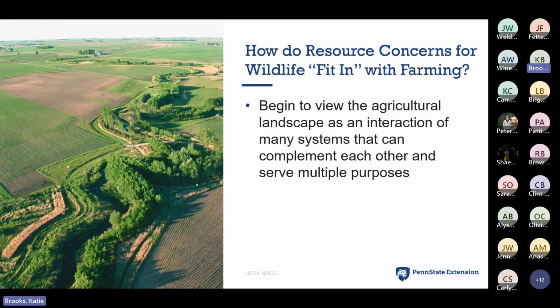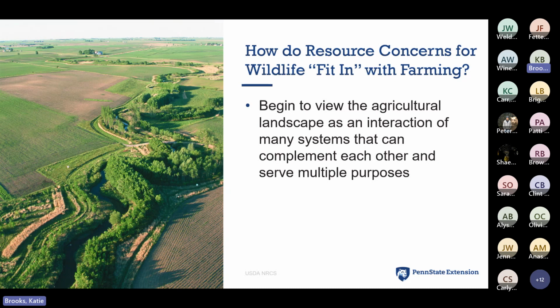So how do resource concerns for wildlife fit in with farming? When we talk about farmland wildlife, we have to look at the landscape. If you're doing something like writing a conservation plan, start thinking about where wildlife habitat fits in the cropping system. We don't need to specifically set aside land for habitat, but instead look at where we can incorporate habitat into the system that already exists. Where can our habitat and cropping work together?